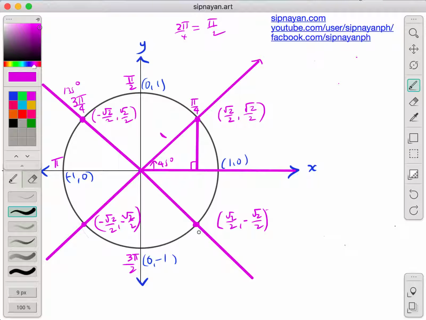Ano na ngayon? Ano na ngayon kung nakuha na natin yung lahat ng coordinates nung merong over 4 na pi, di ba? 3 pi over 4, 4 pi over 4, this is 5 pi over 4, 6 pi over 4, 7 pi over 4. So, puro 4 yung ating denominator, no? Yung kinuha natin. So, pag sinabi ngayon na tangent 3 pi over 4, masasagot nyo na ba?